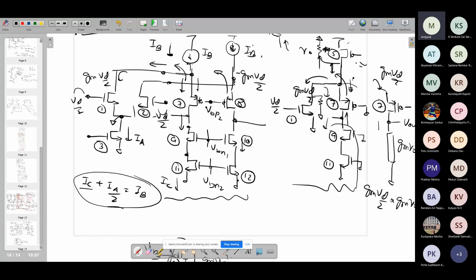Only thing is, right now we don't know how to bias these gate voltages. So we have three bias voltages to be obtained: VBN1, VBN2, and VBP2. These gate voltages, and then of course you have the upper one also. I have currently made them current sources, but ultimately they are also transistors. So here also ultimately we have two transistors in reality. So their gate voltage also we need to get.